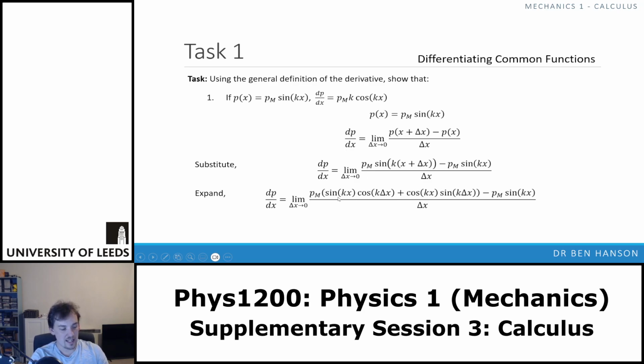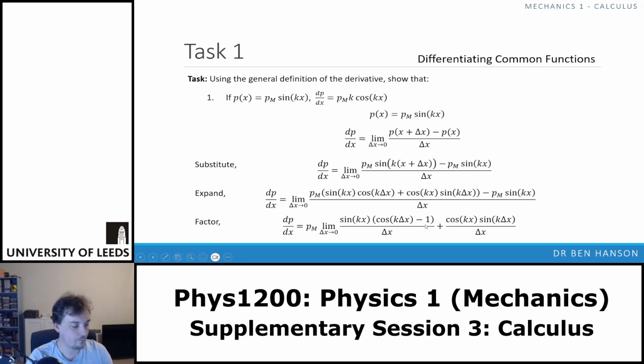That's interesting. We've got a sine kx here, and we've got a sine kx here. Let's factor it out. If I take sine kx out, and pm out of the whole lot, because pm's not going anywhere as delta x tends to 0, so you can take it out of the front of everything just to clear everything up. We've got cos kx lots of sine kx, and minus 1 lots of sine kx. So if we factor out sine kx, we've got cos kx minus 1 plus cos kx sine k delta x, over delta x. That's what we've got. So we've got these two fractions here now.